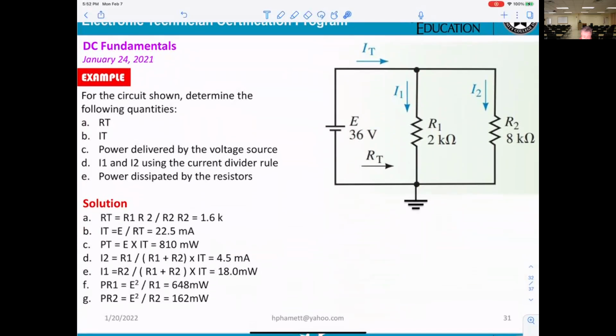Okay, for this parallel circuitry here, what do they want? The total resistance. Easy, right? So product over sum. Okay. Can I ask a question? Yeah. For the voltage divider law, does that only work if there's two resistors? Only series. Not parallel. Okay.